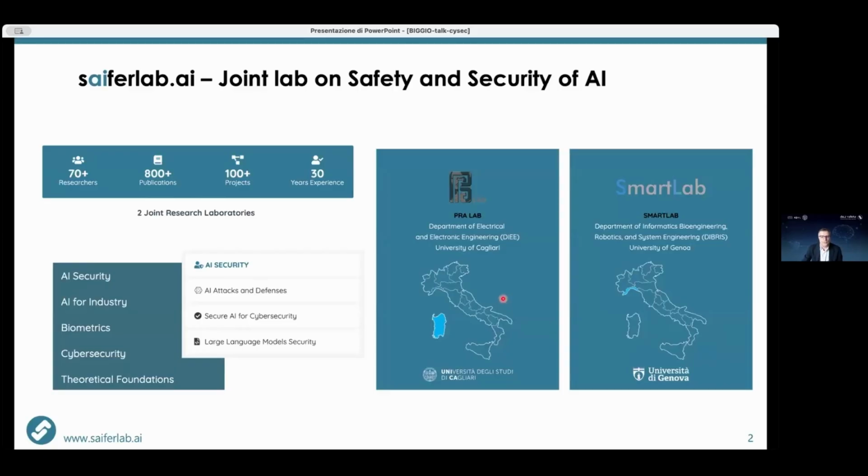Before I start, just a few words about the lab I'm part of. It's called the Safer Lab, and it's a joint lab between the universities of Cagliari and Genova in Italy. We are more or less 50 in Cagliari, and the rest is staying in the north of Italy in Genova. And we cover different areas of research, AI security, biometrics, cybersecurity, for instance. And I'm in charge of the AI security part, where we do attack and defense against machine learning models and secure AI for cybersecurity, and also a bit of LLM and agentic security more recently.